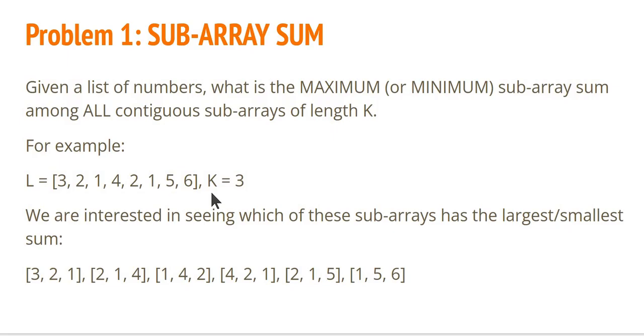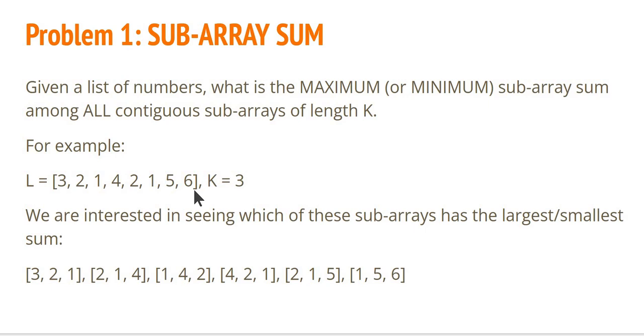So for example, if I were to say k equals 3, I'm looking at sub-arrays of length 3, which means that I'm interested in these sub-arrays, for instance, 3, 2, 1; 2, 1, 4; 1, 4, 2; 4, 2, 1. You notice the sub-arrays of interest are those where the items are contiguous. That's why I'm not looking at, for example, 3, 2, and 4. That is not a sub-array to me. But 3, 2, 1 is, 2, 1, 4 is, 1, 4, 2 is, 4, 2, 1 is, and so on.